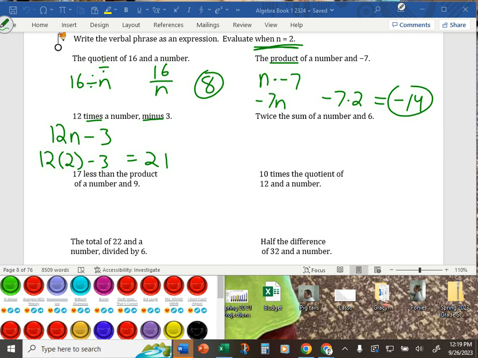Nolan, the next one. Twice the sum of a number and 6. What did you put down? So the sum is addition, right? And the number is 2. Read it to me with the variable first, because that's what you need to write down first. Twice means times.